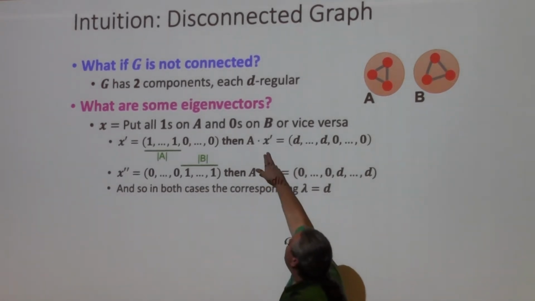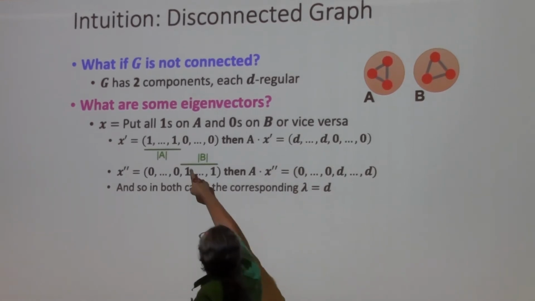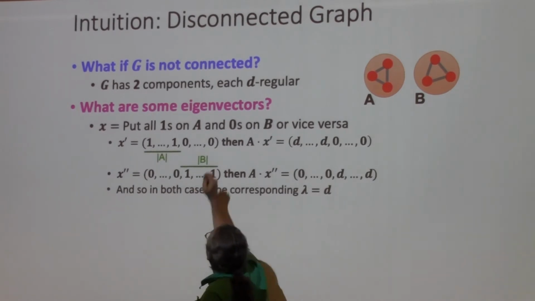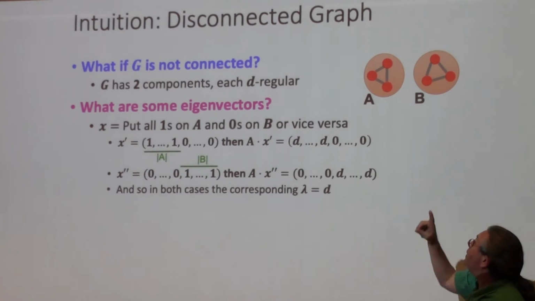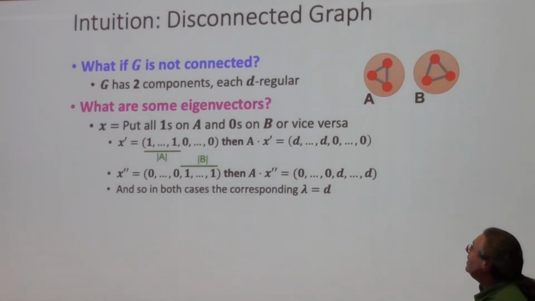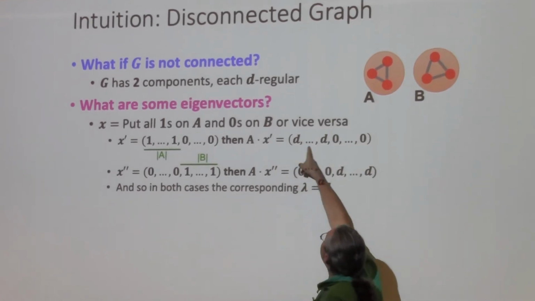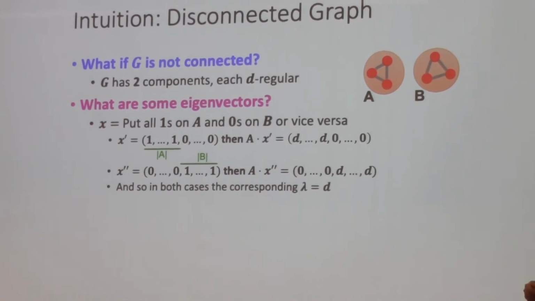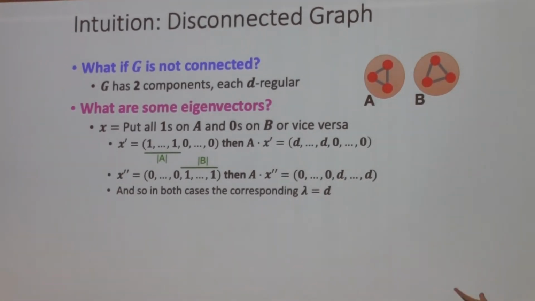If you multiply A times, so if I have this, all the ones are on A, the zeros are on B, but there's never a connection between A and B, okay? If you do A times X prime, you will stay in A. That's intuitive, huh? If you do a random walk from a node in A, you stay in A.